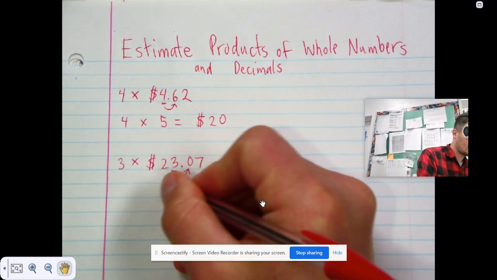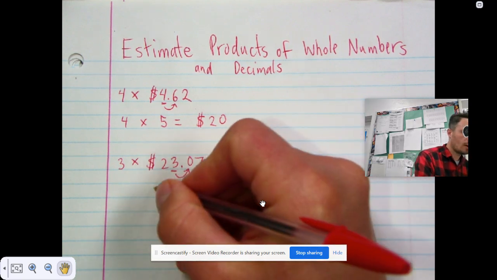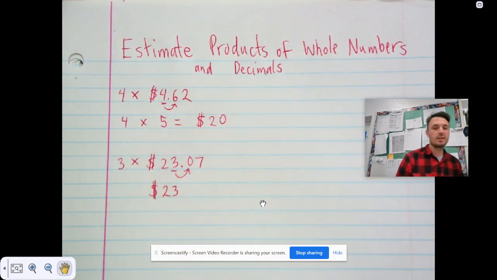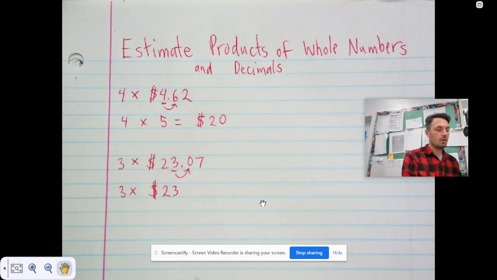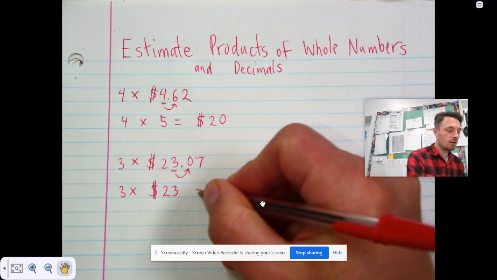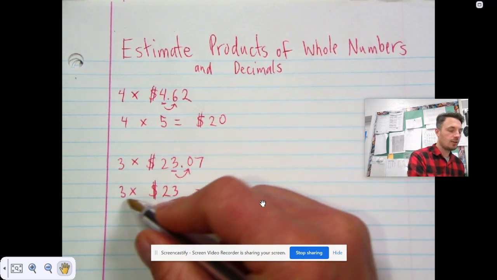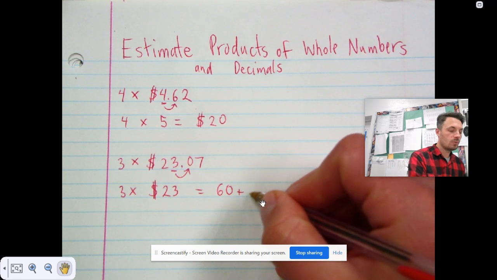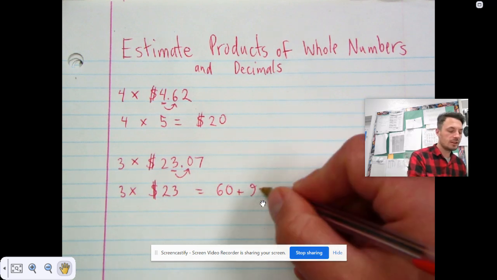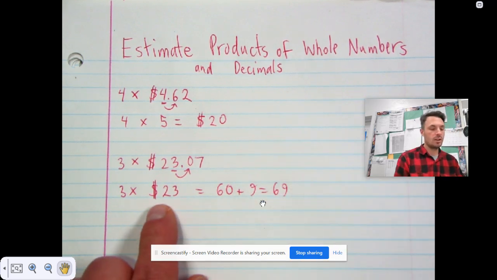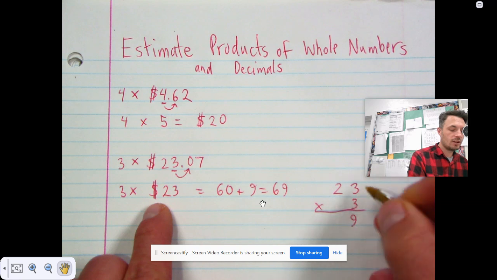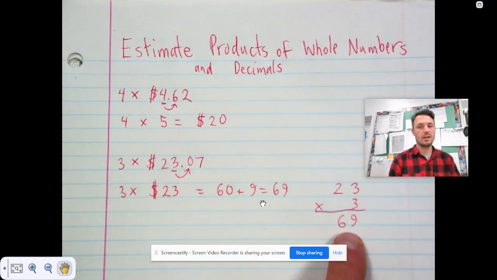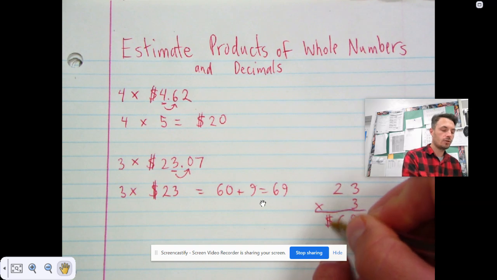So the 0 says no. The 3 stays the same. Everything to the left stays the same as well. $23.07 rounds to just $23 times 3. And so 3 times 20 would be 60, and 3 times 3 would be 9. So it's 69. And if you don't want to do it that way, you can stack it up. 3 times 3 is 9. 3 times 2 is 6, 69. So that's $69.